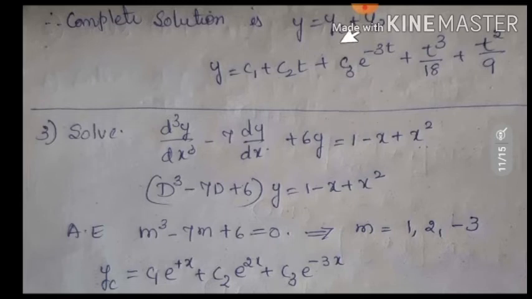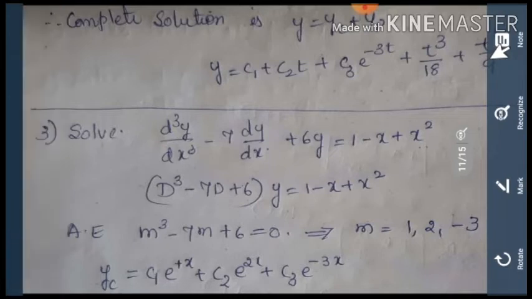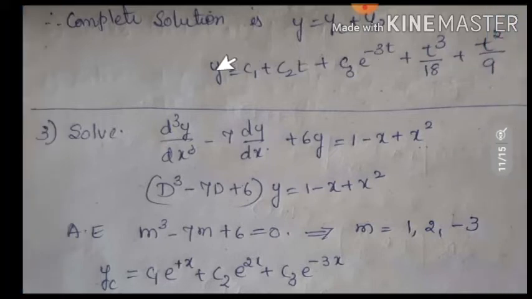So what is the complete solution? Complete solution of that is yc plus yp. Substitute the answer. See, here I have made a mistake, sorry. x equal to xc plus xp. x is equal to c1 plus c2 t plus c3 e to the power of minus 3t plus t cube by 18 plus t square by 9. Here, the dependent variable was x. Please make a correction over here. It is x is equal to the complete solution, x is equal to xc plus xp.